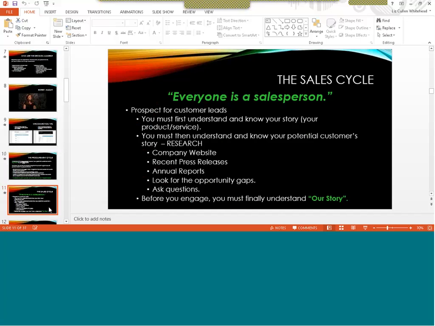Everyone is a salesperson. The procurement cycle determines how the company actually buys things. The sales cycle is how you present yourself to the company and is much longer than the procurement cycle. The sales cycle starts from the moment you meet the representative from your company and start to build that relationship. To do that, you have to understand and know your story.